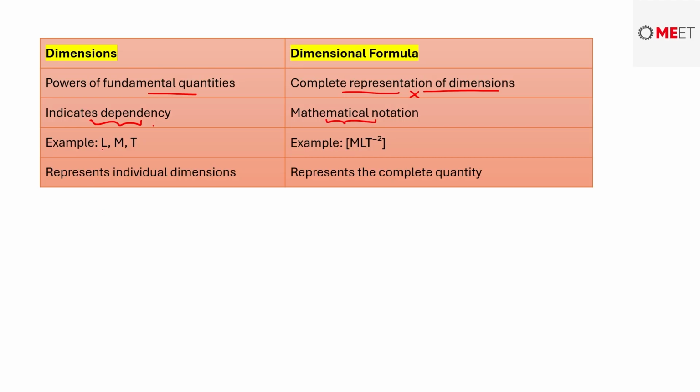For example, a quantity can be dependent on length, mass, and time, but the dimensional formula gives the complete clarity on how it is dependent, that is, linearly dependent, or having a power relationship or minus power relationship. All that is signified in the dimensional formula. So dimensions are used to represent the individual dimensions, whereas the formula is representing the complete quantity.